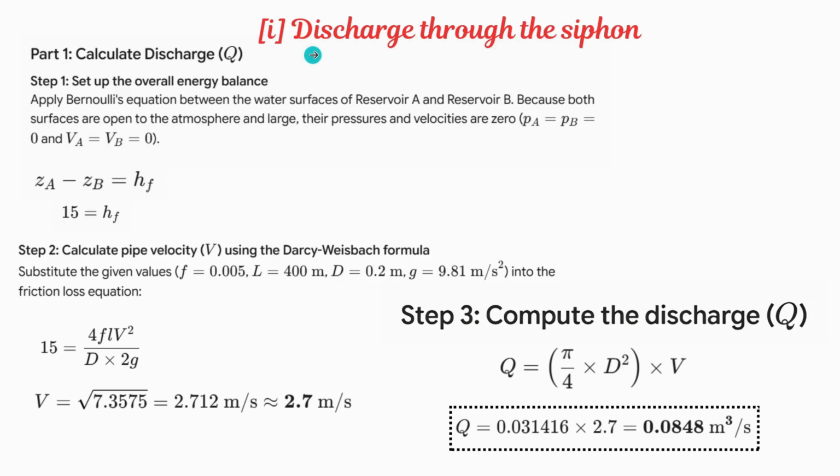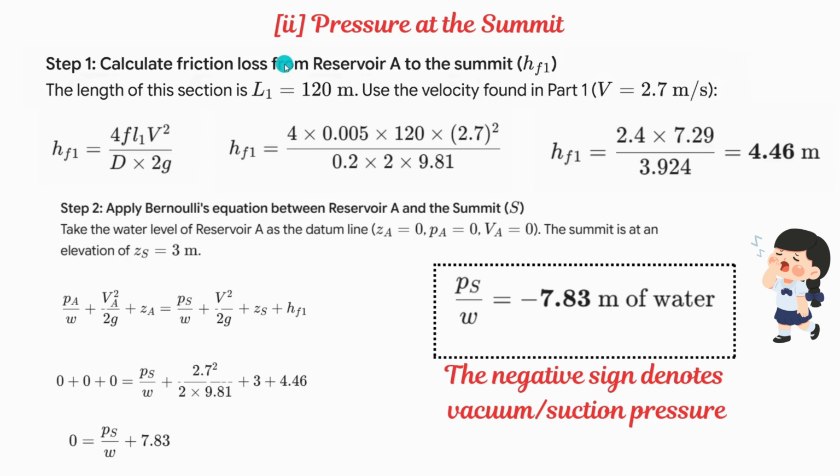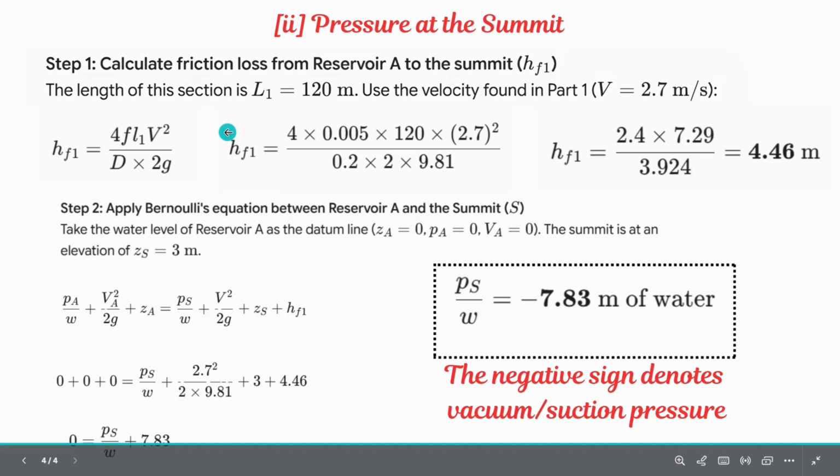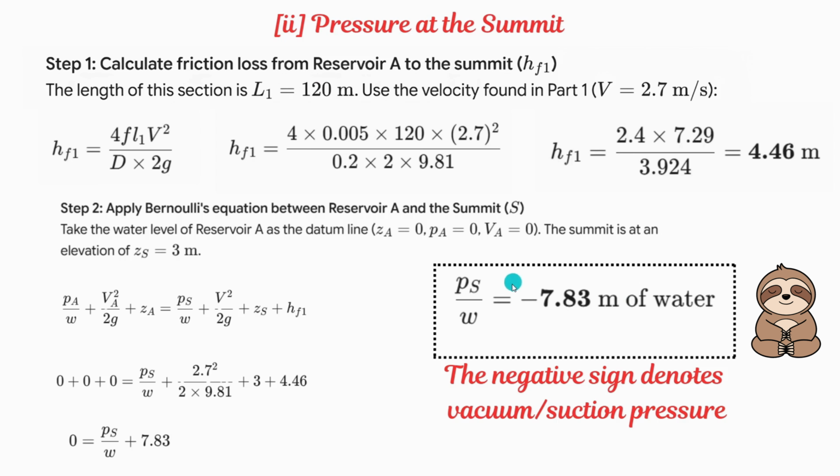The discharge through the siphon can be calculated manually. Also, if we have to determine the pressure at the summit, we can use these steps, which came out to be 7.83 meters of water. This means that there is vacuum, and it is nearly equal to the atmospheric pressure head, which is nearly 10.2 meters. There is almost 2 to 3 meters margin below the absolute atmospheric pressure or the absolute suction.